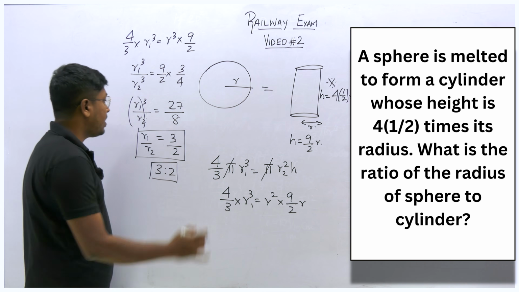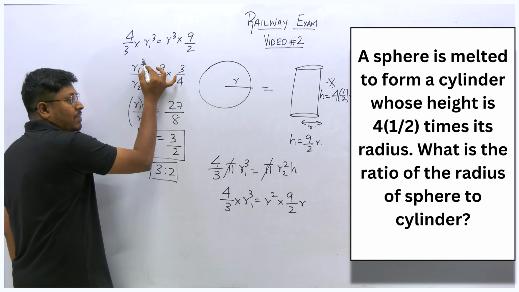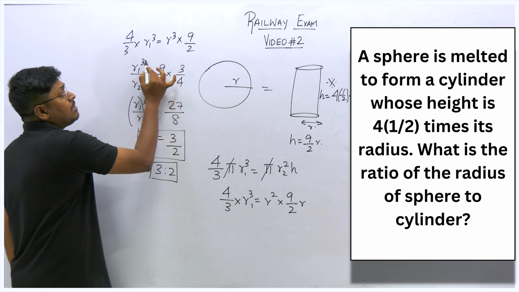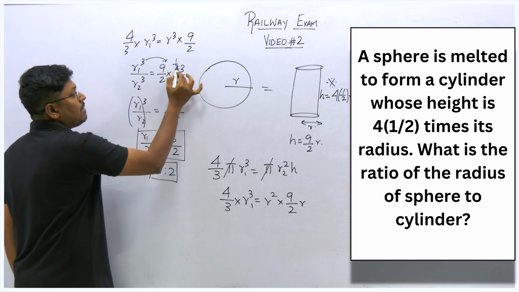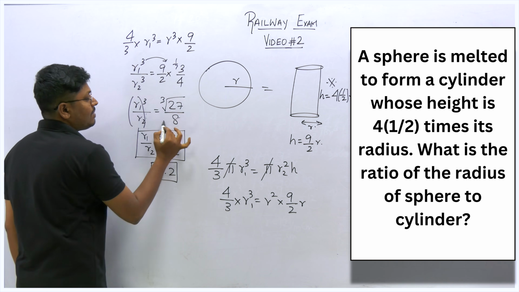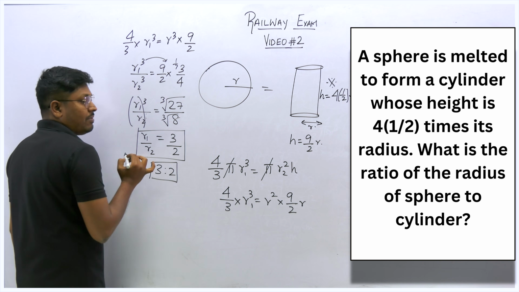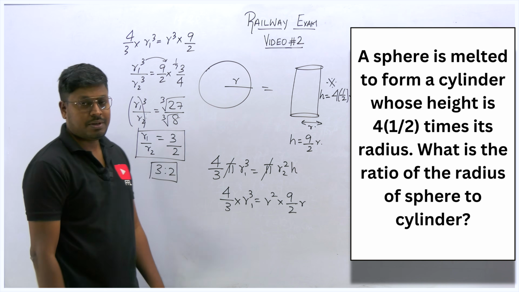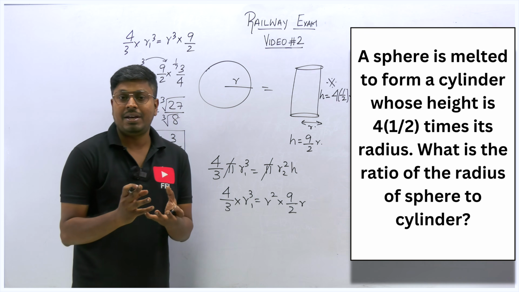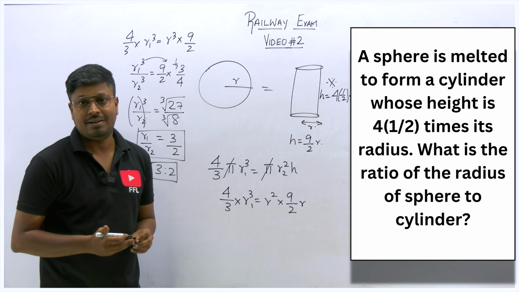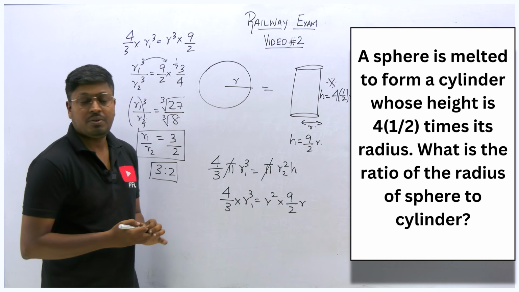Friends, understood or not? Here the numerator has a cube and the denominator has a cube, so once we bring this 3 to the right-hand side, it becomes a cube root, 1 by 3. The cube root of 27 will be 3 and the cube root of 8 will be 2, so the answer is 3 by 2. The concepts we are learning are always the same, but these parts are the important areas.